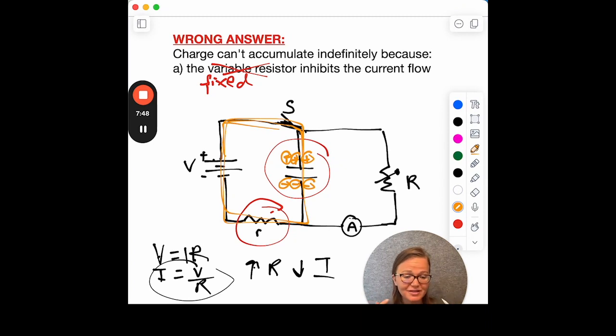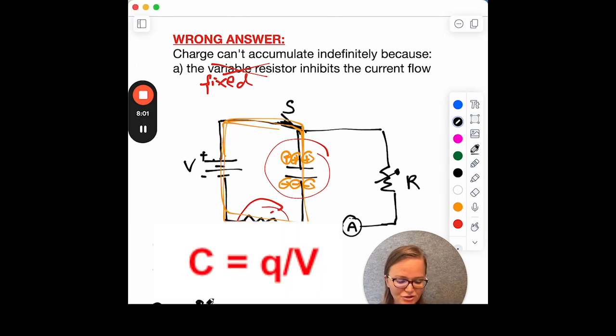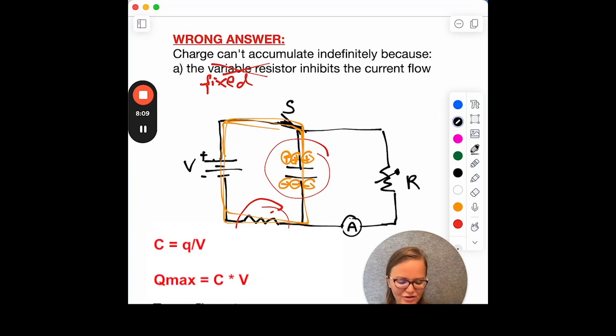But ultimately, the resistance does not affect the max potential, the max capacity that our capacitor can charge. Why is that? Well, our equation for capacitance is just going to be charge, Q, stored at a certain voltage. And therefore, if we solve that equation for Q, the max charge that a capacitor can hold, we're going to get Q max equal to our capacitance, our max capacitance, times the voltage coming from our battery. So notice that resistance is nowhere in that equation. So how much resistance we have in our circuit is not going to affect the maximum amount of charge that the capacitor can hold.